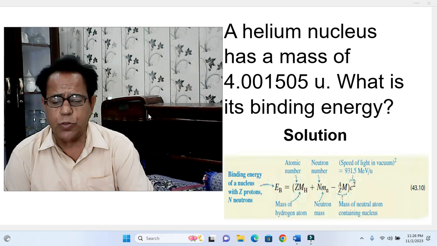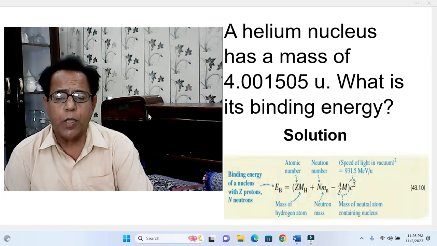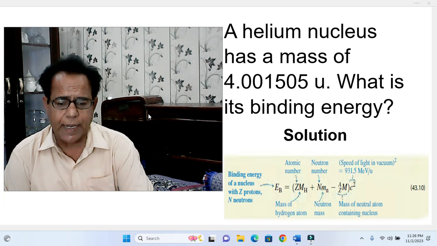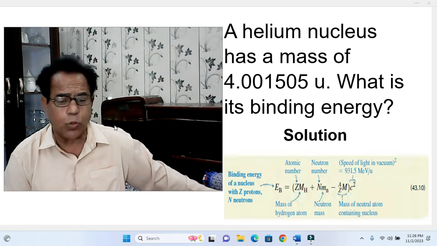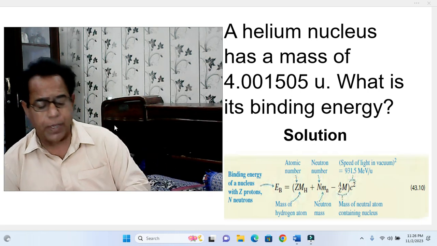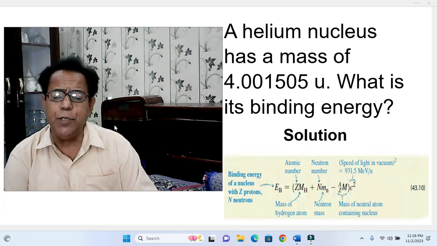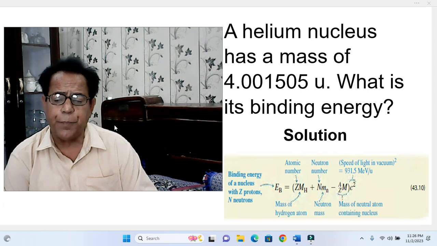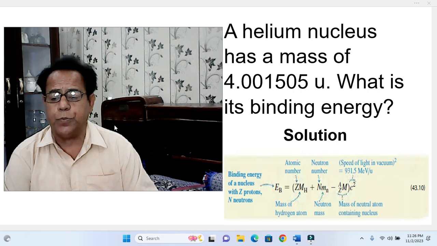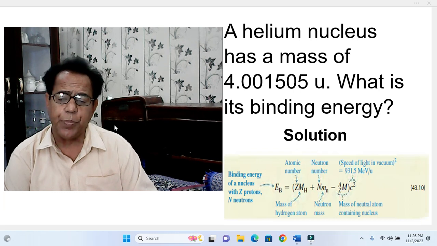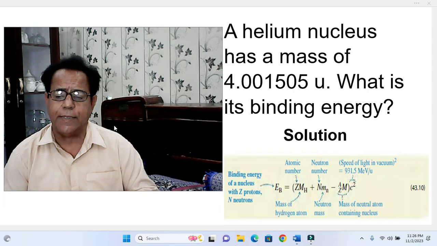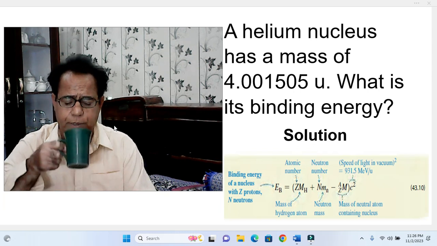This problem has been chosen from the same book, Modern Physics by Stephen T. Thornton and Andrew Rex. As usual, we first come to its statement. The statement is: a helium nucleus has a mass of 4.001505 U. U means atomic mass unit. What is its binding energy? Okay, we have to find out the binding energy.